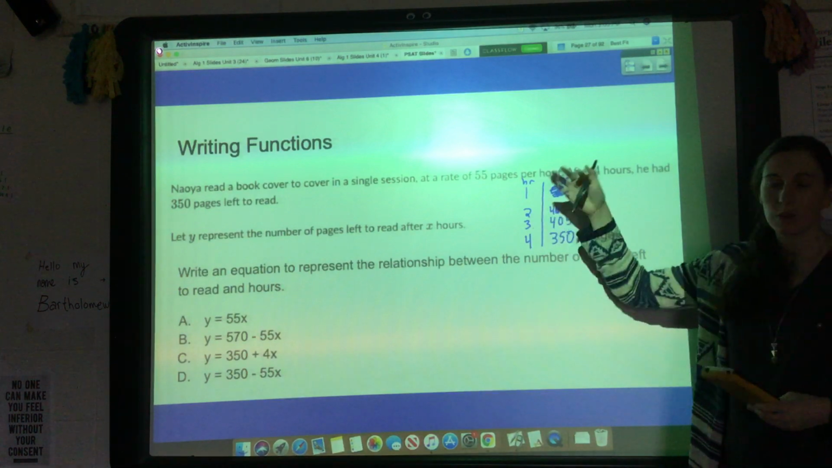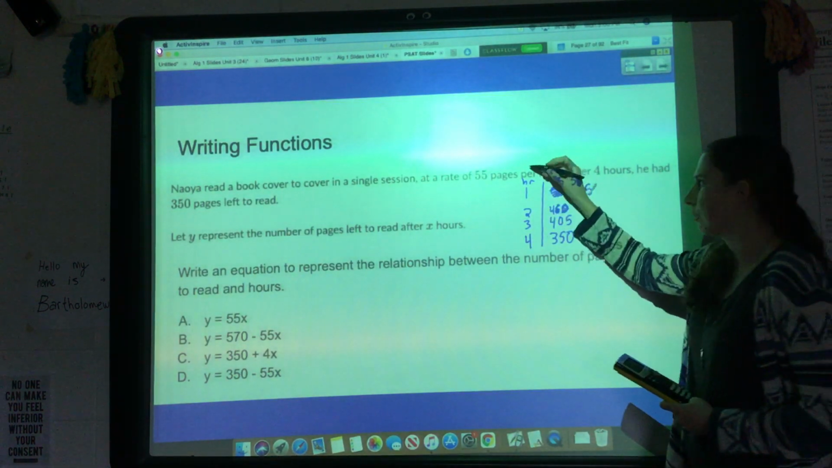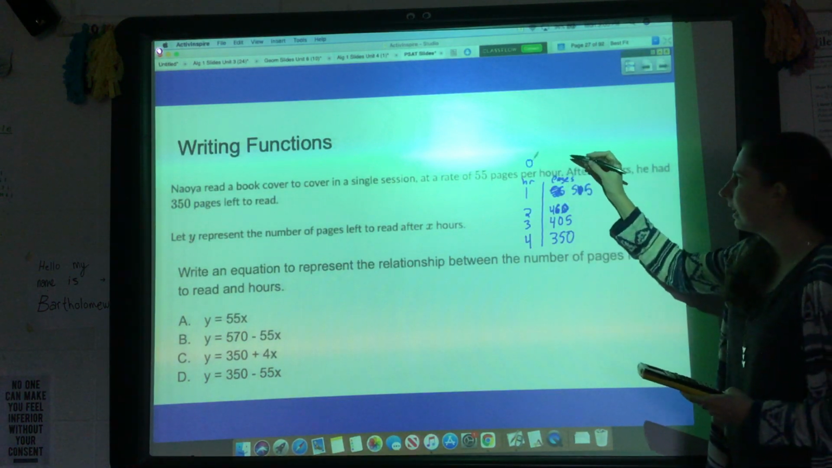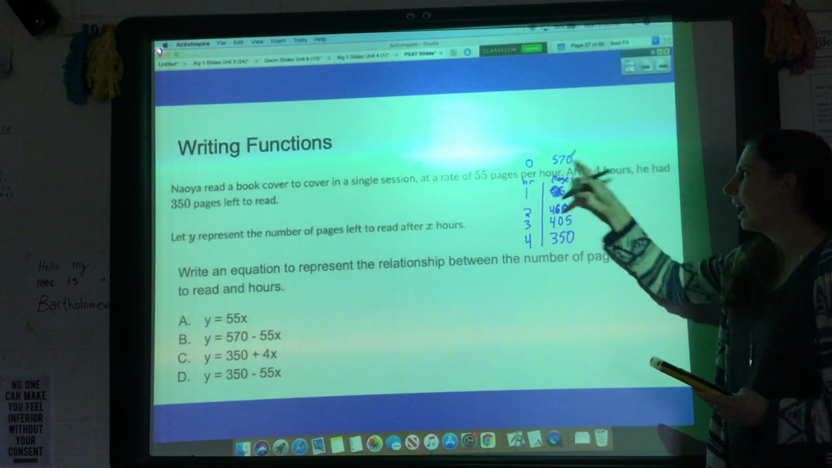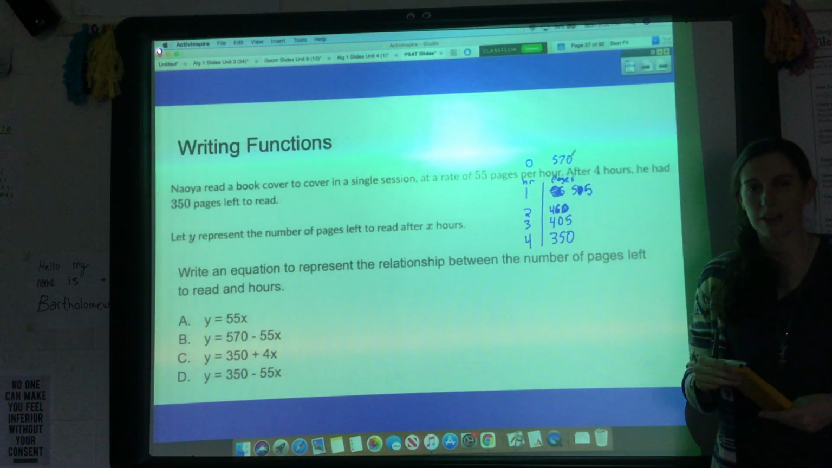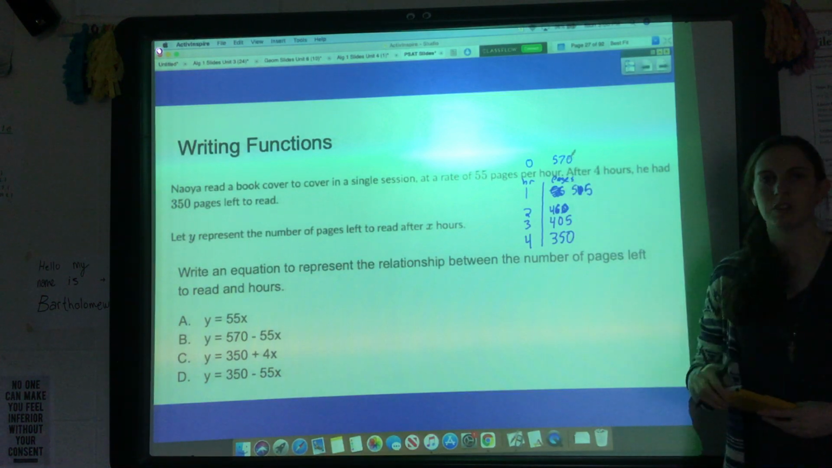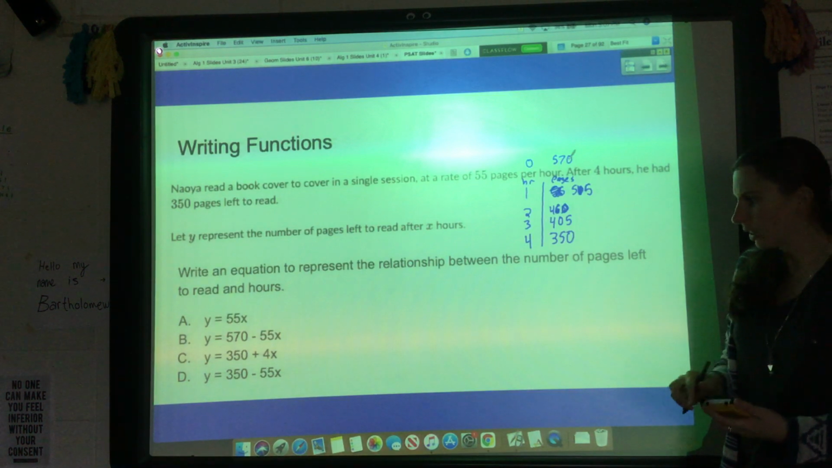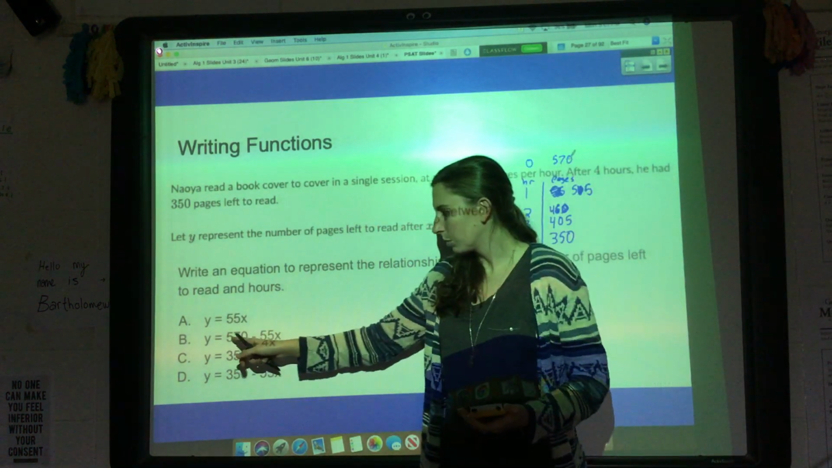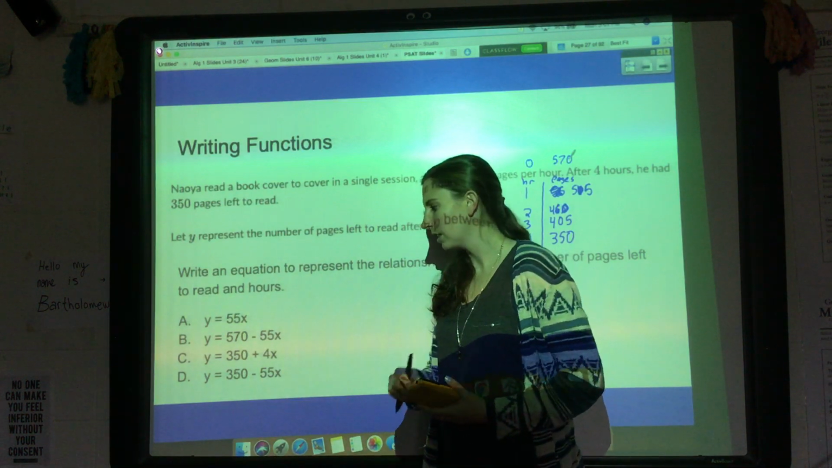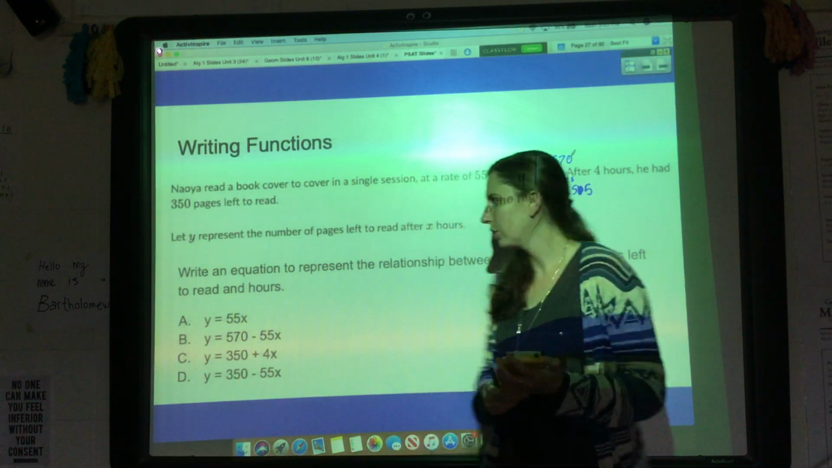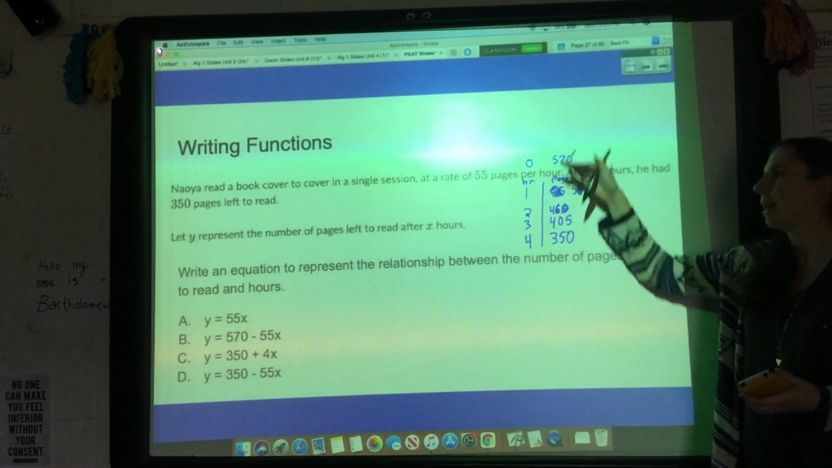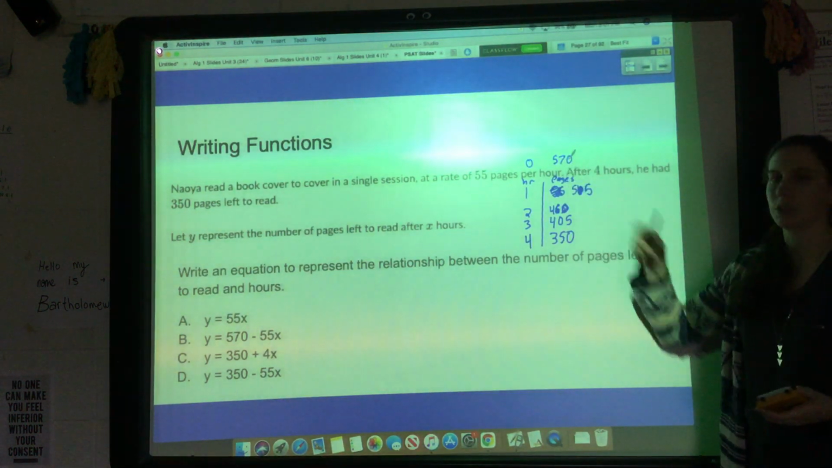And if I want to go all the way back to where you started, that would actually be at hour 0. That's what I was missing. Hour 0, add 55 again, and you get 570. So that would be the initial amount of pages left to read, backing up all the way to when time is 0. So the answer to this question is probably the one that starts with 570. It's tempting to include 350 in your equation because that's what it gave you, but the 350 was already after 4 hours. So you've got to back it up to your starting point, which actually was 570.